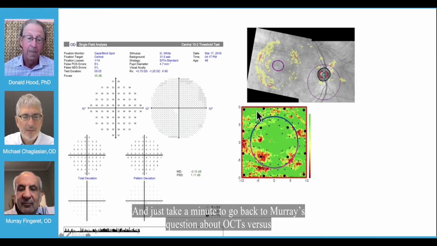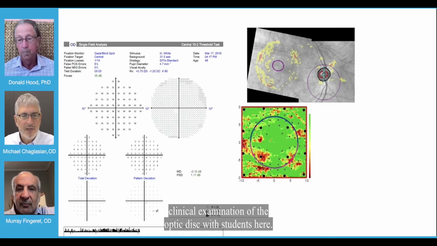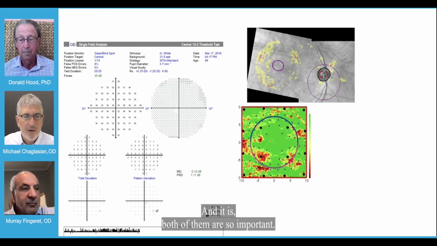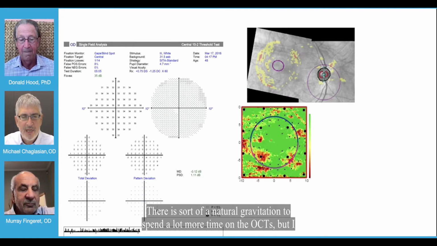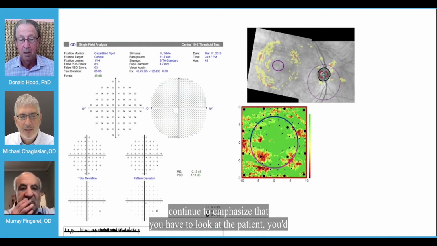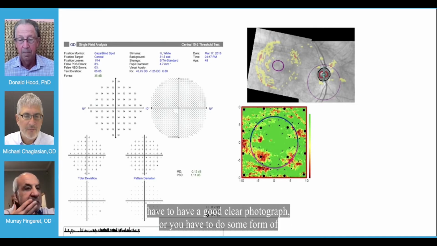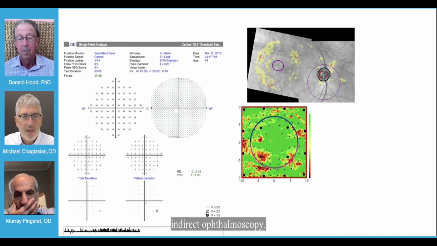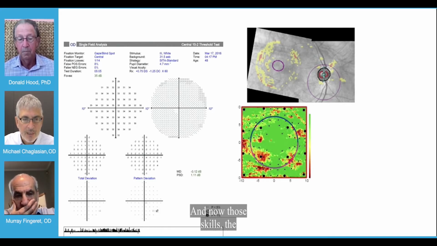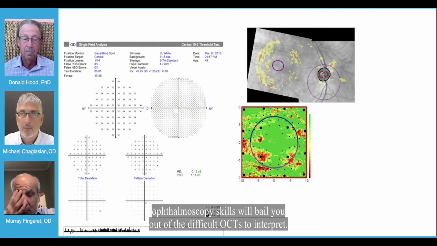I just want to take a minute to go back to Murray's question about OCTs versus clinical examination of the optic disc with students here. Both of them are so important. There is sort of a natural gravitation to spend a lot more time on the OCTs, but I continue to emphasize that you have to look at the patient. You have to have a good, clear photograph, or you have to do some form of indirect ophthalmoscopy. And those ophthalmoscopy skills will bail you out of the difficult OCTs to interpret. Right.